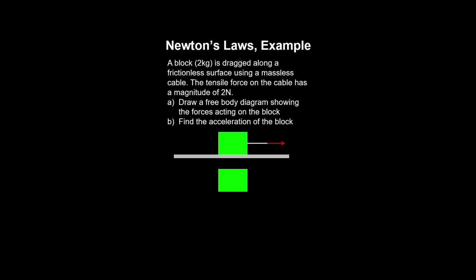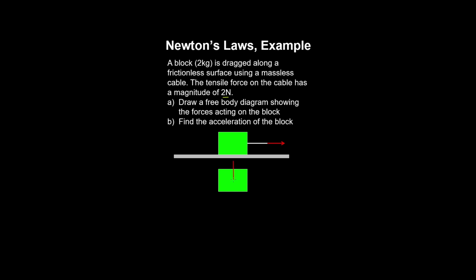A 2 kilo block is dragged along a frictionless surface using a massless cable, and the tensile force on the cable has a magnitude of 2 newtons. We're asked to draw a free body diagram showing the forces acting on the block.